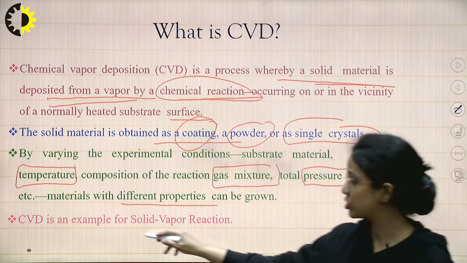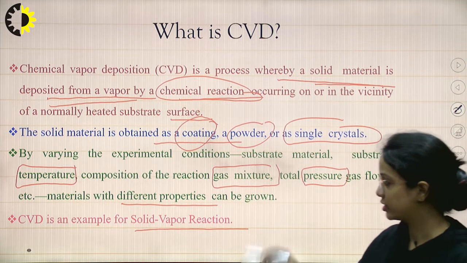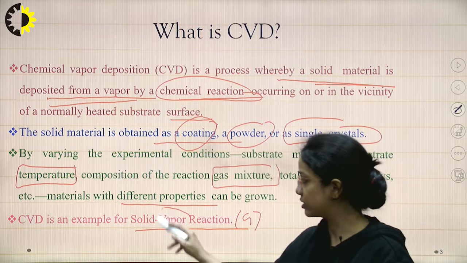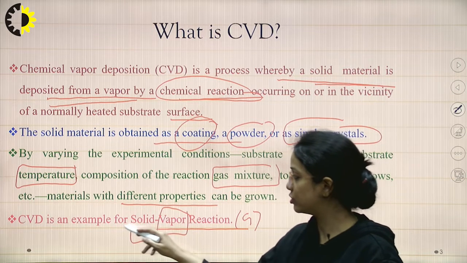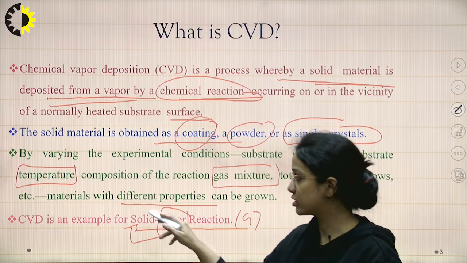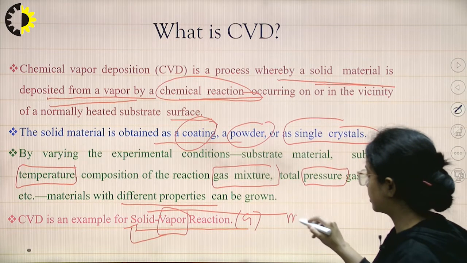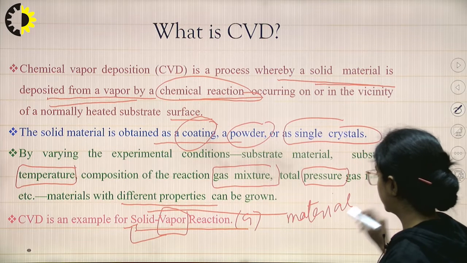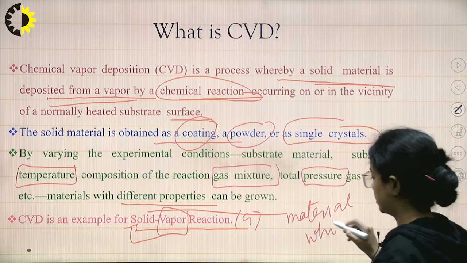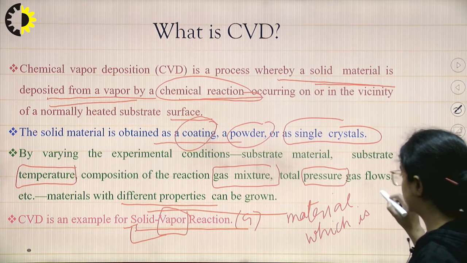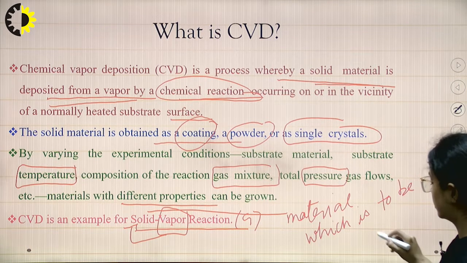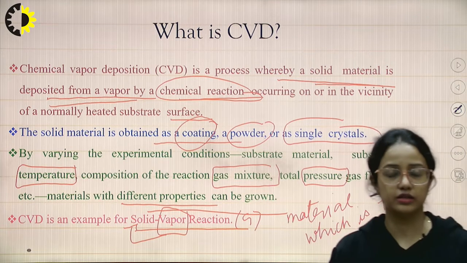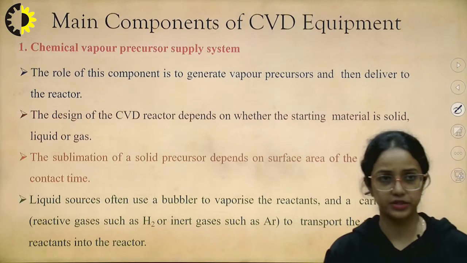So, it is a solid vapor reaction. The reaction takes place in gaseous form, that is vapor, and is converted into solid form, which is nothing but the material which is to be deposited. So, this is the basic study behind chemical vapor deposition.